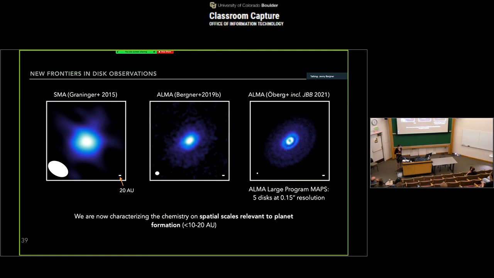And what's really exciting about this type of high resolution observation is that it can probe spatial scales that are directly relevant for planet formation. A lot of the trends I've been talking about up until now have been based on moderate resolution observations that probe further out in the disk than where planets are actually forming. But we're now zooming into the spatial scales that are more relevant to planet formation, and so this is a really exciting direction going forward.